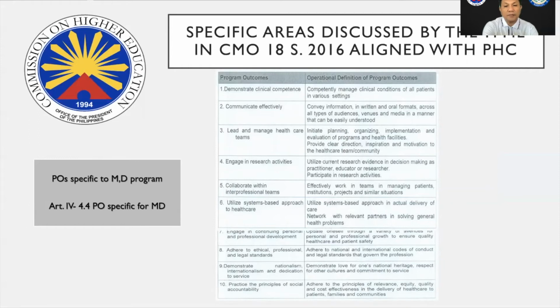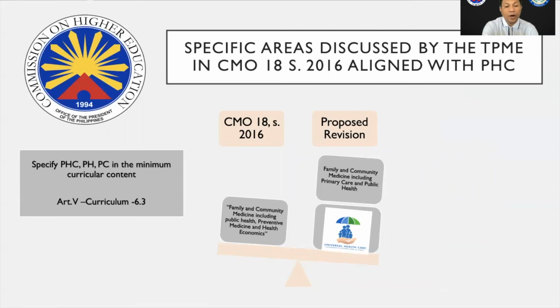Reiteration of the program outcomes specific to the MD program in Article 4, Section 4.4, Program Outcomes specific for the Doctor of Medicine program. There are 10 minimum program outcomes, all harmonized with primary health care. And specifying primary health care, public health, primary care in the minimum curricular content located in Article 5, Curriculum, Section 6.3.